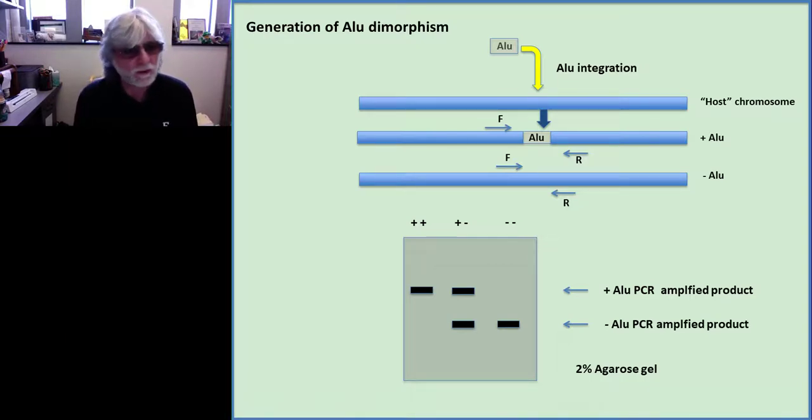And so what's nice about this, it's easy to use. As you can see, if the ALU is present, you've got a forward and reverse primer, which are the same for both cases there. And you get 3 genotypes. Individuals could have both chromosomes have the ALU, could be heterozygous, or could be homozygous for not having the ALU, and it's easily identified on the 2% agarose gel.